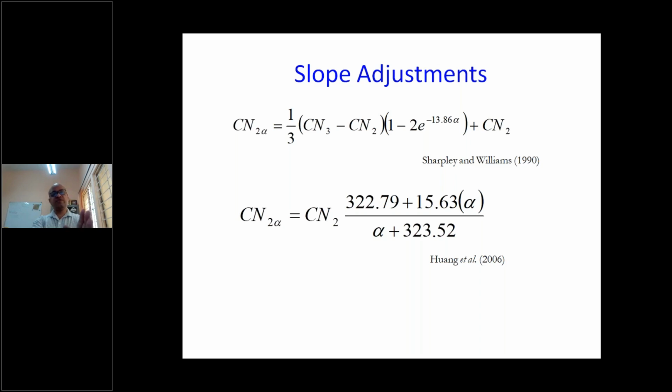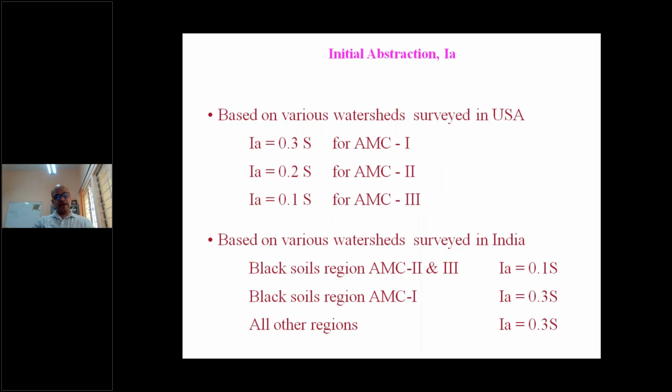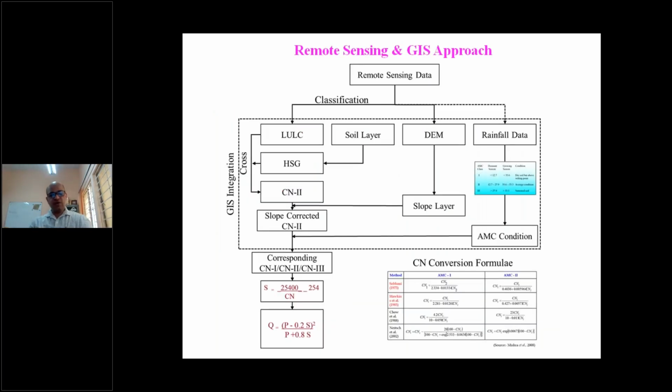So the procedure goes like this: you first derive or decide the curve number 2, then you take help of slope map to rectify that curve number 2 as a slope adjusted curve number 2. Then you analyze the AMC conditions and convert the slope adjusted curve number 2 into curve number 3 or curve number 1, as the case may be. And once you have done that, so this is a flow chart. Once you have calculated this curve number 1, 2, and 3, put that in this equation of potential maximum retention. Once you have done this potential maximum retention estimation, then you calculate this runoff.